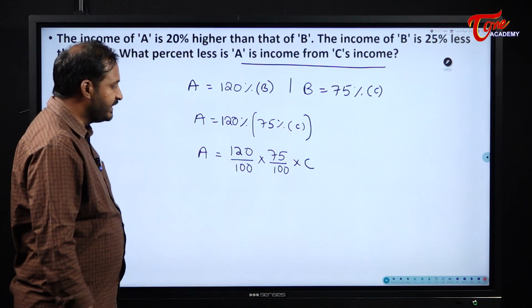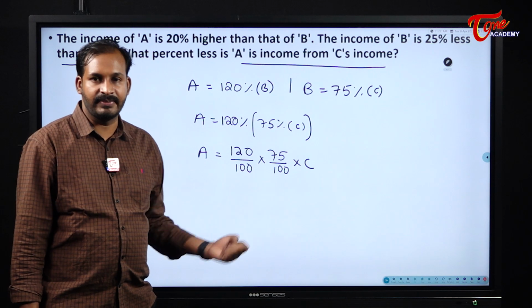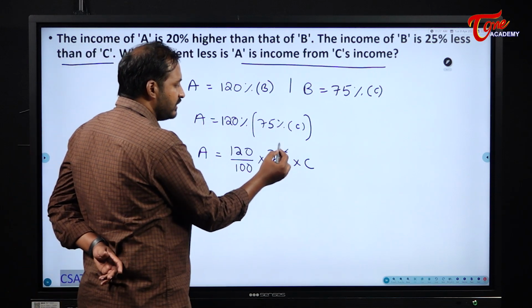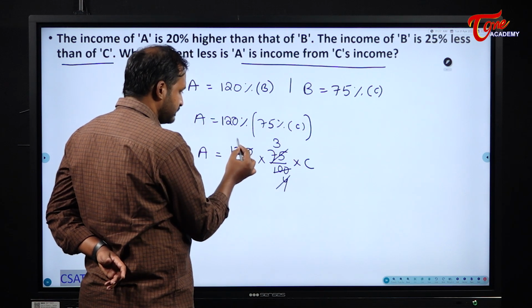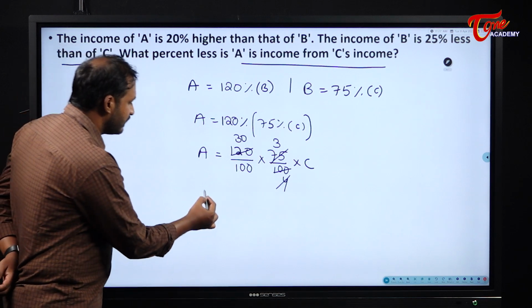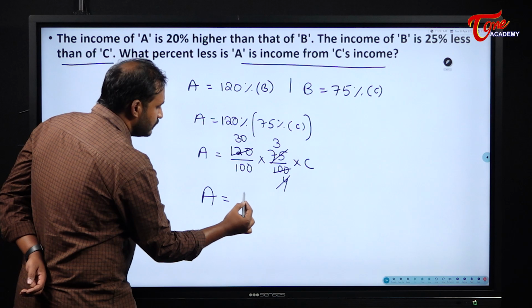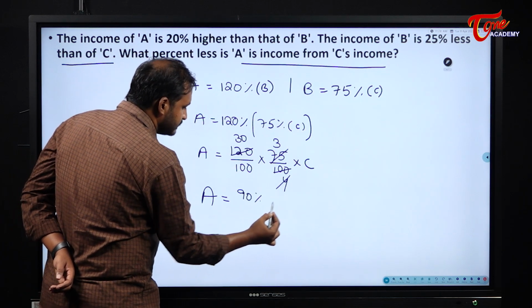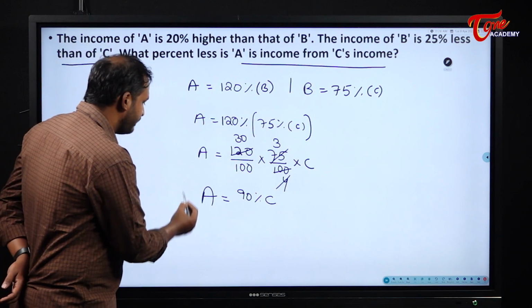See students, I will intentionally not disturb 100. Why? Because later I can directly write the percentage. Okay, so from this A value will be equal to what? A value will be equal to 90% of C. Why? Because 90 by 100 of C, that you will get.